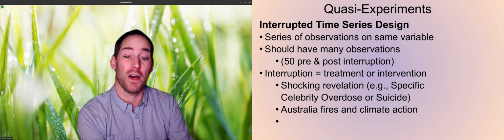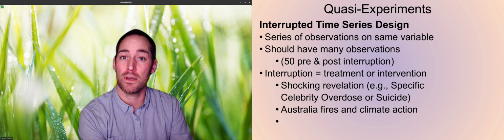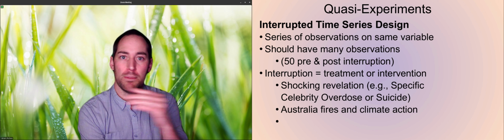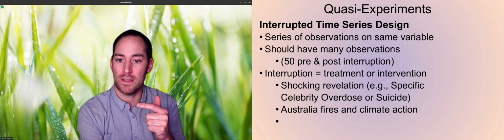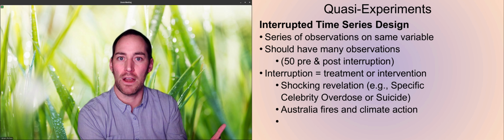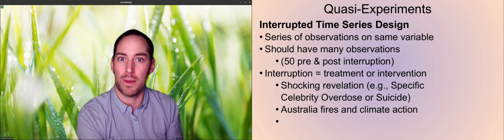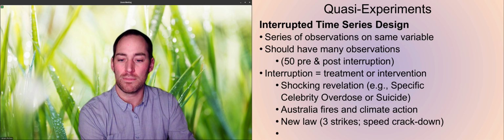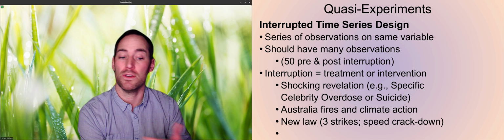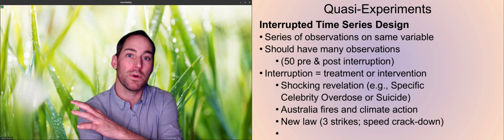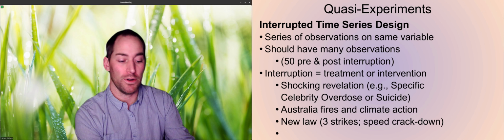So Australia fires and climate action might be a good example. We saw a specific amount of money being donated to climate funds, and then over recent fires in Australia a few years ago, we saw a big jump in climate action donations. So if there's a new law, you could measure that. Whenever the law changes, how prevalent was the offense before or after.